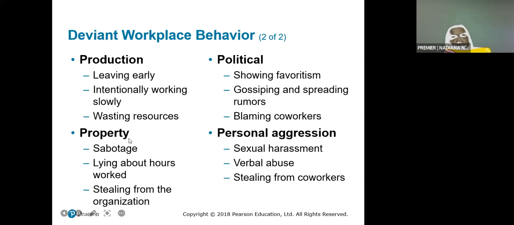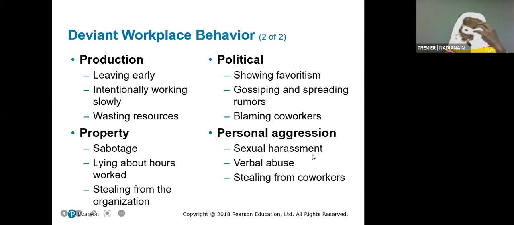This is the problem. Another is political deviance, showing favoritism. They support only one leader or one party. They are not open-minded to support other parties. Gossiping and spreading rumors: people always have this attitude. They make very bad gossip and spread bad rumors, and also blame co-workers in the organization. Office politics, blaming co-workers. And number four is personal aggression.